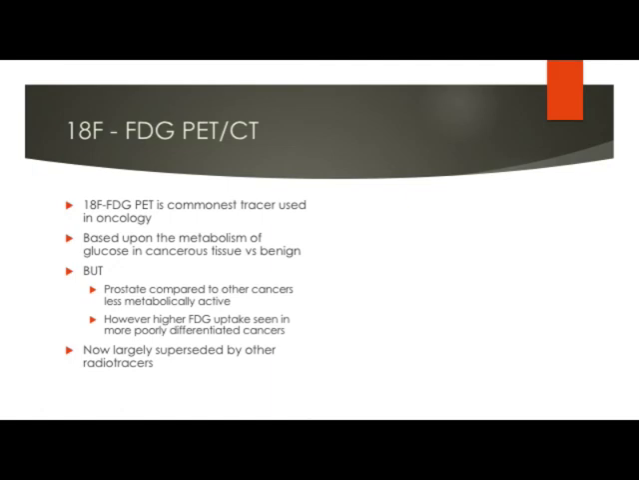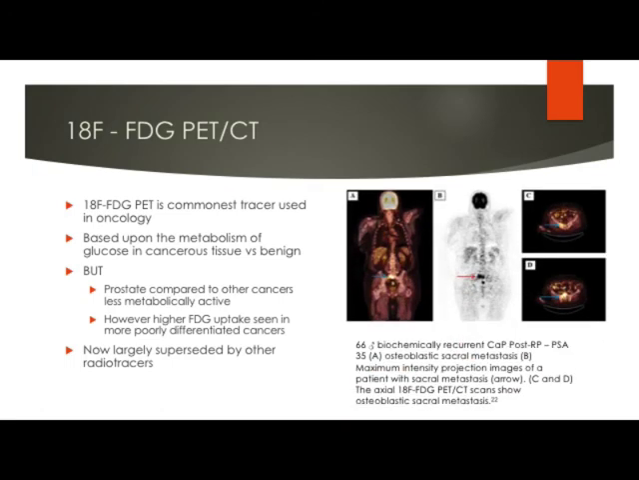So probably the most commonly used PET tracer in oncology as a whole, but not necessarily urology, is FDG PET, and that looks at areas of high glucose metabolism compared to benign disease. So for certain cancers it's very useful, but prostate cancer is less metabolically active than other cancers, and so FDG PET is not as useful in prostate, and has now largely been superseded by other radio tracers, which we'll come on to talk about. But nevertheless, this shows an FDG PET of a patient that had an obvious bony lesion on his PET.